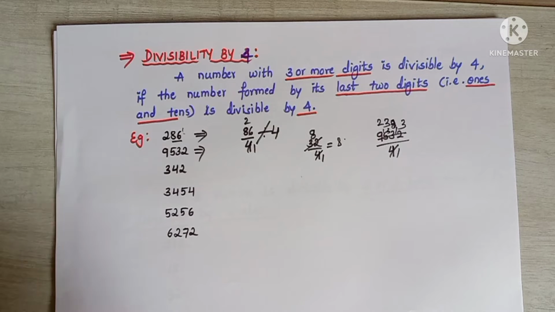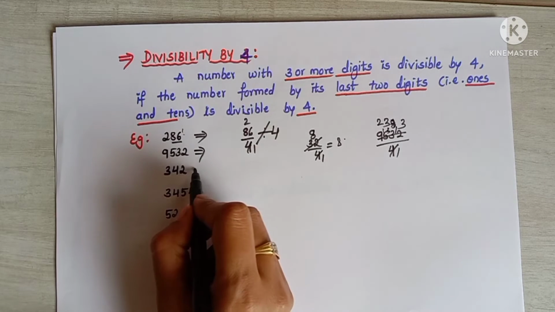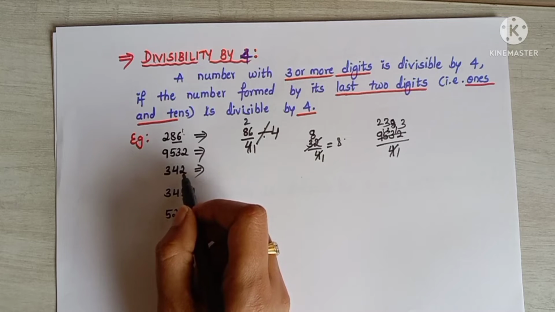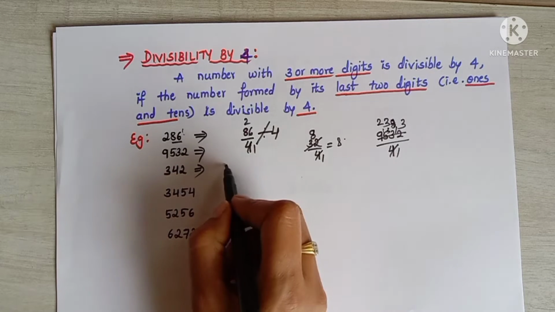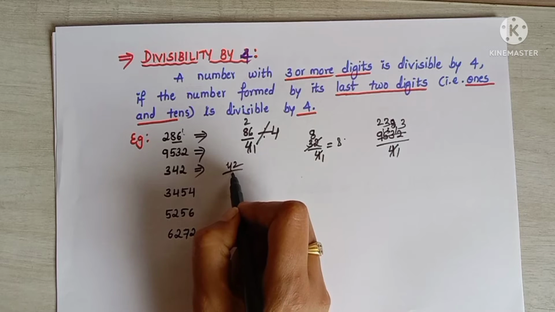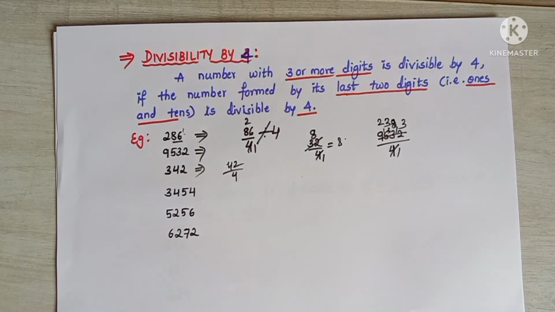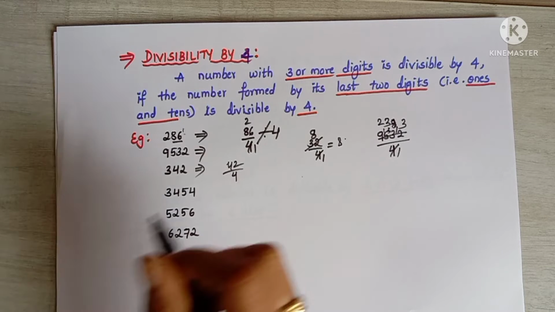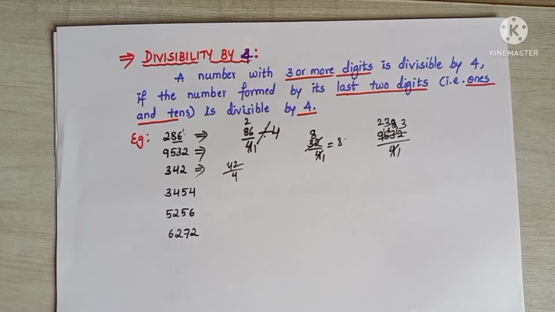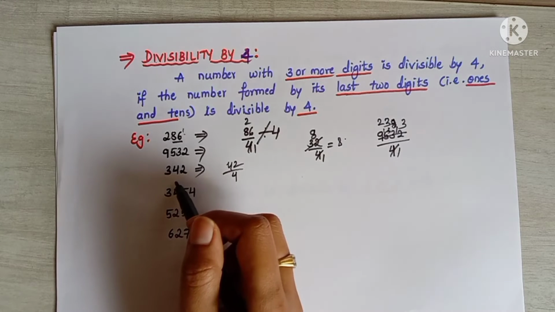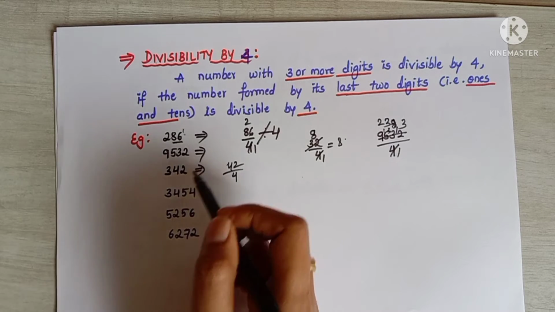Let us take 342. What we have to take? We have to take the last 2 digits, that is 42. Whether it is divisible by 4? No, it is not divisible by 4. Can you tell me by which number it is divisible? Yes, it is divisible by 2 because in the ones place we have 2. So we can tell that 342 is divisible by 2.